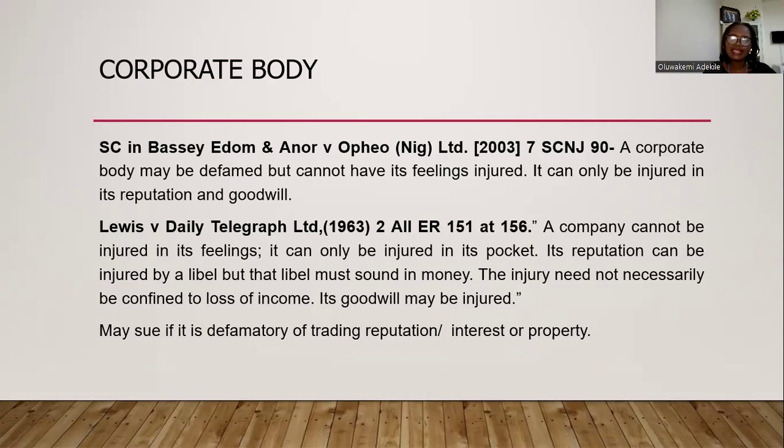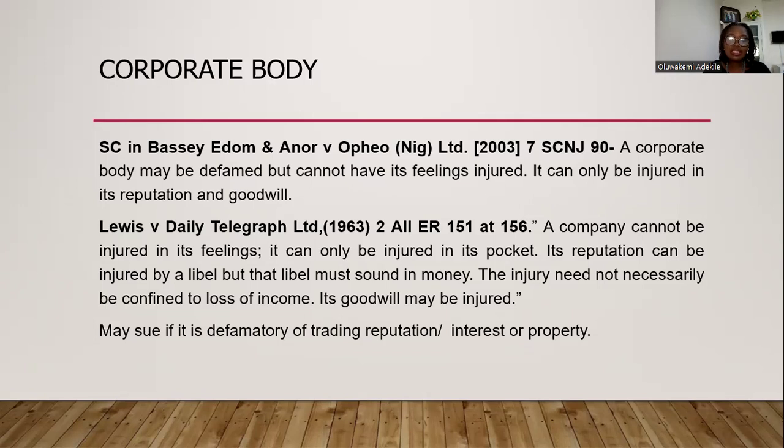You see that established in Basi, Edom and other against Ophio Nigeria Limited, and in Lewis and Daily Telegraph newspaper, where the court said a company cannot be injured in its feelings. It can only be injured in its pockets. Its reputation can be injured by a libel, but that libel must sound in money. It must result in loss of money. The injury need not be confined to loss of income, and the goodwill may be injured. Goodwill is expensive; it is not acquired overnight. So the libel regarding the corporate entity must sound in money.